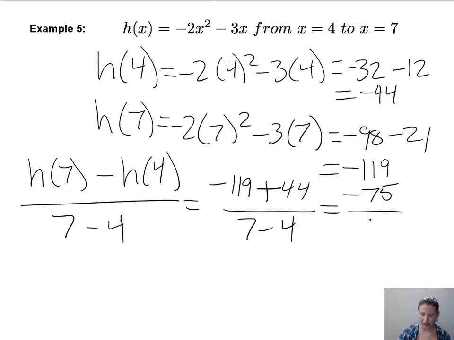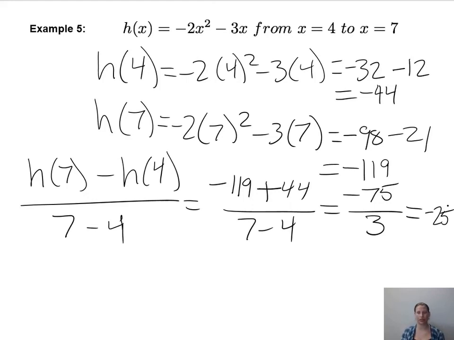7 minus 4 is 3. Well, that simplifies down one more time, right? So negative 75 divided by 3 is negative 25. Okay, so that means the rate of change from x equals 4 to x equals 7 is negative 25. All right, so essentially what we're saying is per every x value, for every one that it moves, well, actually up in this case, right, because we're talking about the x still, it's going down 25 between 4 and 7, okay?